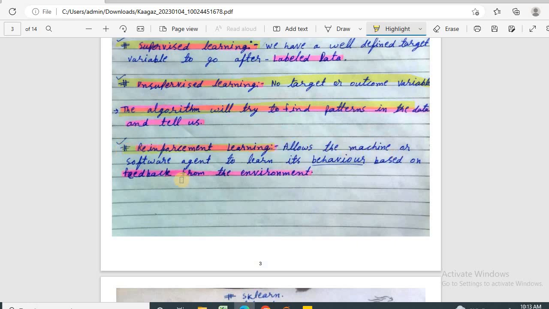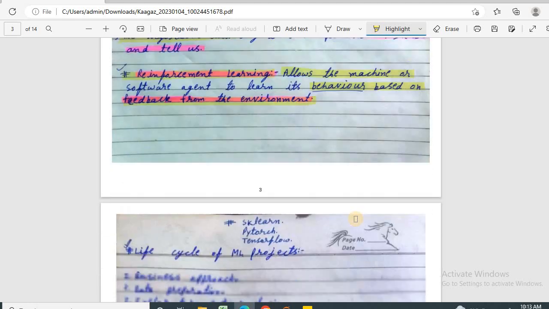Allows the machine or software agent to learn its behavior based on the feedback from the environment. So this is reinforcement learning.